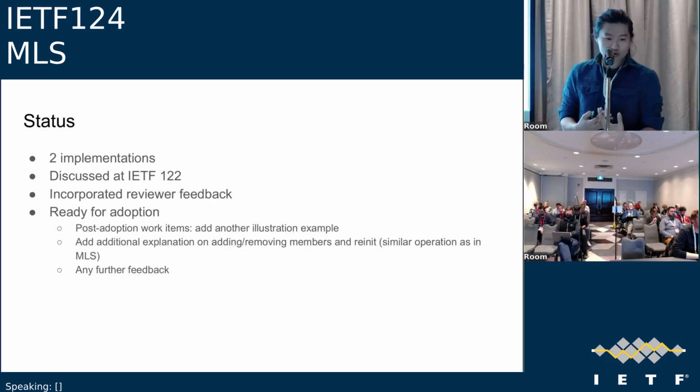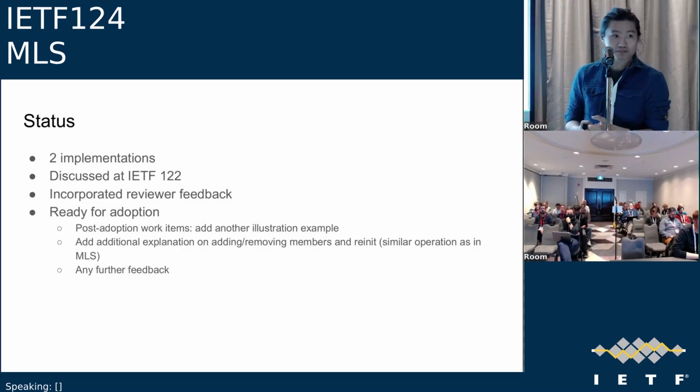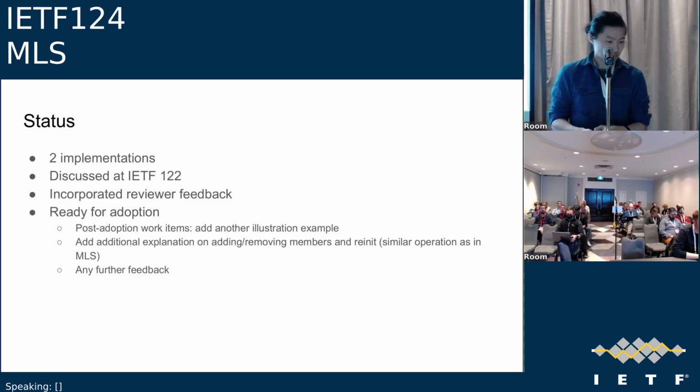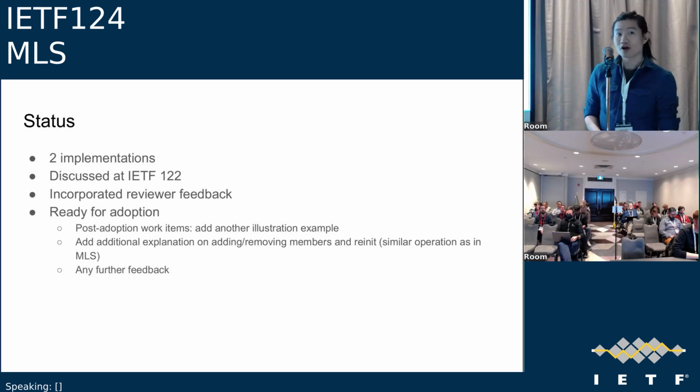So our status, there's two parties that have preliminary implementations, are implementing this as we adjust this. We've incorporated reviewer feedback since the last time we've presented this, and we believe this is ready for working group adoption. Some things that other folks have raised that we're interested in incorporating: add, remove, and reinit, bringing in some more capabilities from vanilla MLS into this group context. So with that, I will open it up for questions, for either of us.